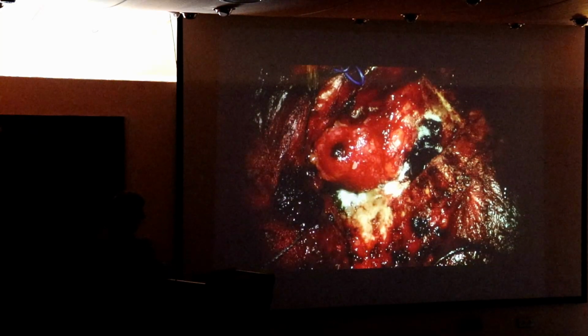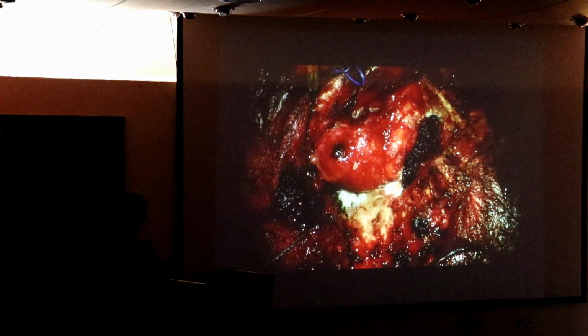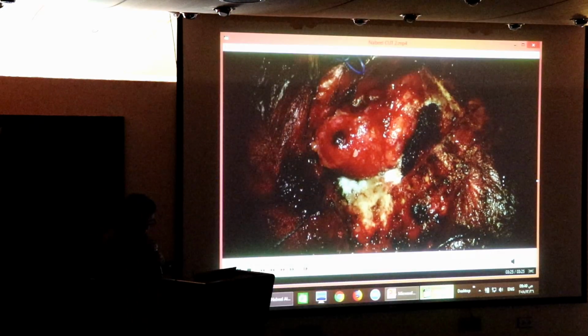And then this is the lacrimal gland being put into place, complete hemostasis. How long was the operating time? About 4 hours, 4.5 hours.